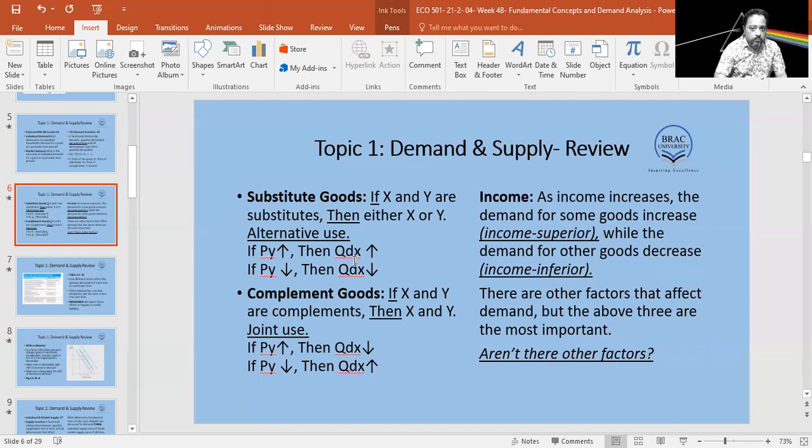The reverse will happen if the price of Coca-Cola falls: the demand for the original good, Pepsi, will also fall. Now, what is a complement good? If X and Y are complement goods, they are consumed together, X and Y. So for substitutes, the relationship was X or Y. For complements, the relationship is X and Y.